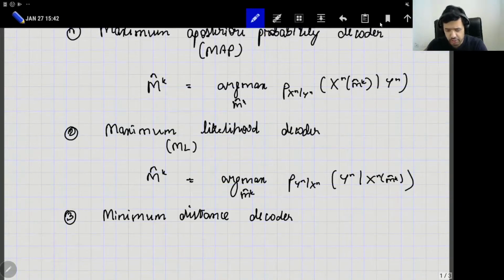Now in many cases it's more useful to choose the maximum likelihood decoder over the MAP decoder for two reasons. One is that sometimes you may not know the distribution of xn, but of course you always know the distribution p of yn given xn. In such a scenario, it's easier to compute p of yn given xn than p of xn given yn. Secondly, if xn is uniformly distributed, then using Bayes' rule, it's easy to show that maximum a posteriori decoding is the same as maximum likelihood decoding.